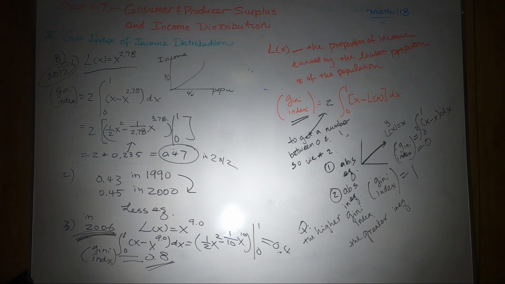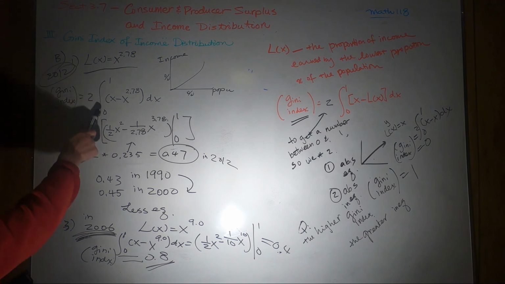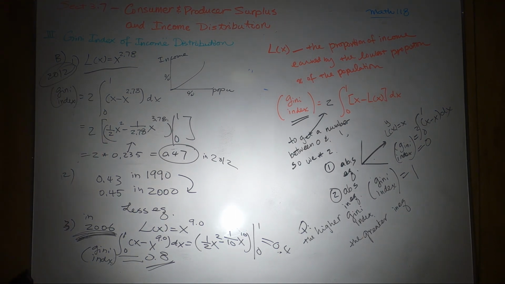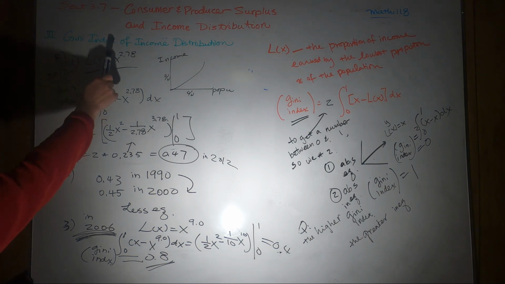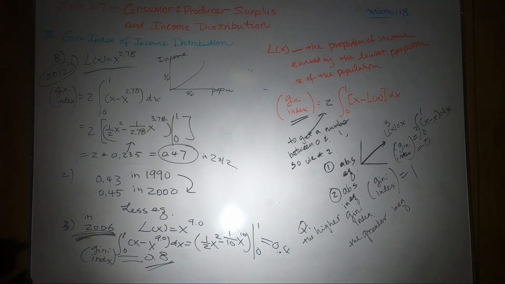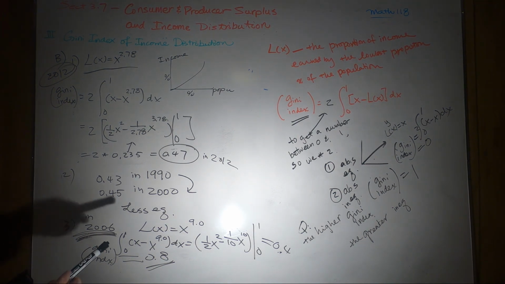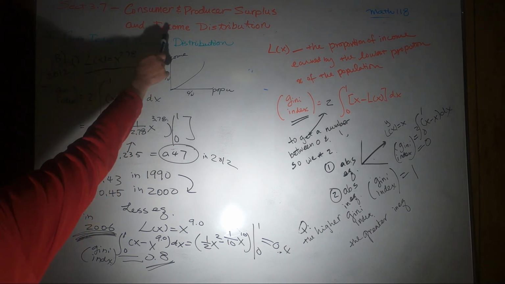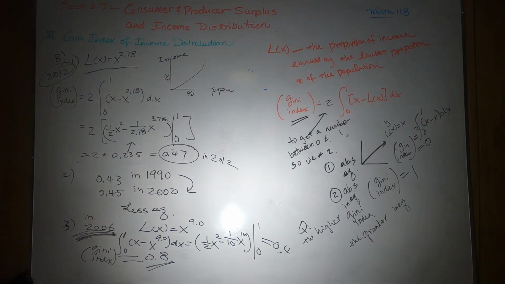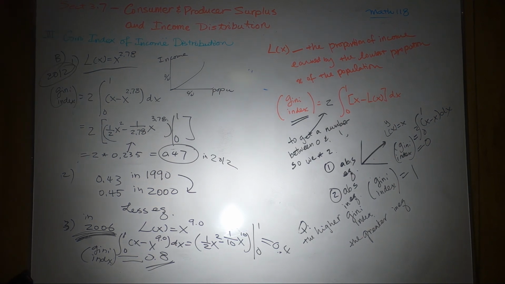All right, so that's how we use integrals to do three things in this section. One is consumer and producer surplus. Then we also calculated the present value of a continuous stream of income, the second thing. And the third thing we learned is income distribution with the Gini index. Okay, so that would be our section 3.7.